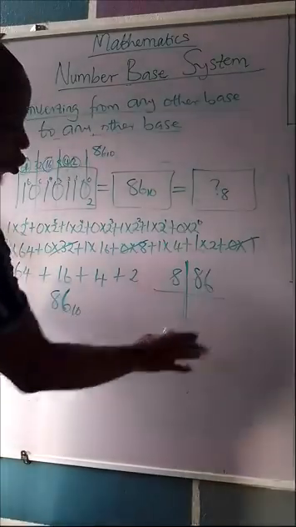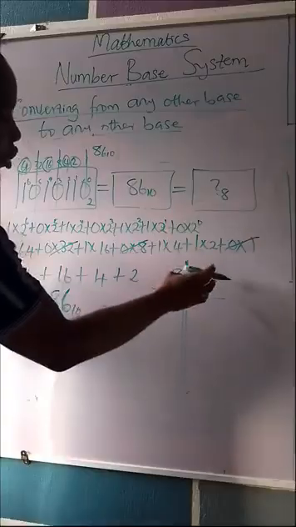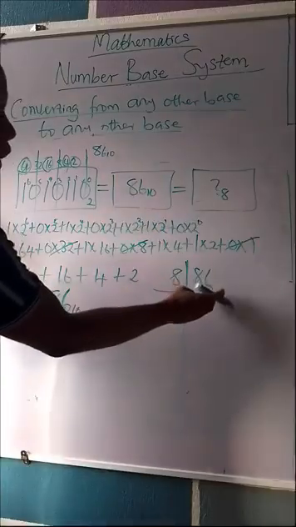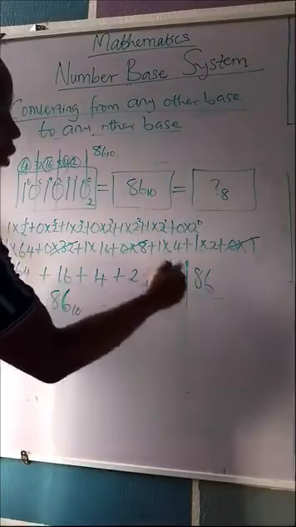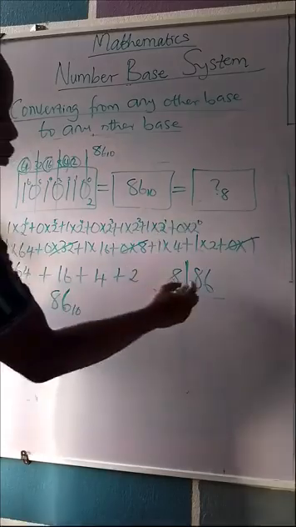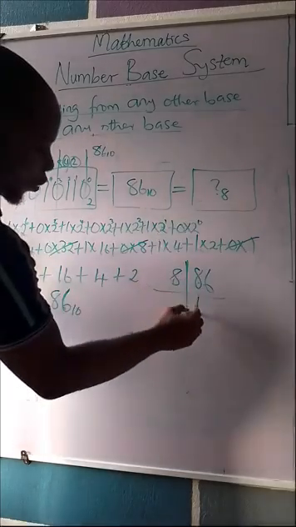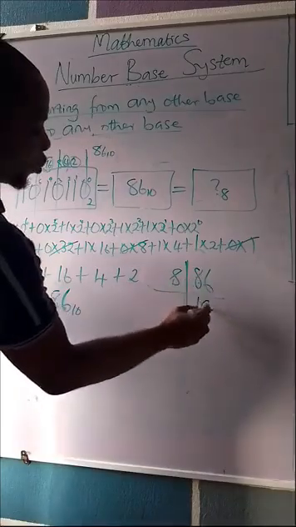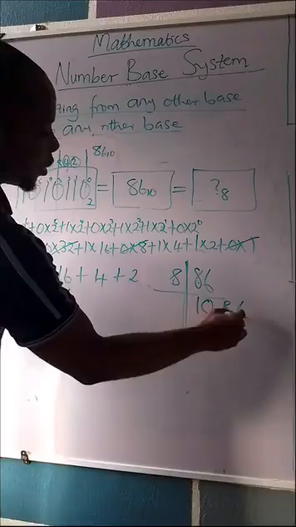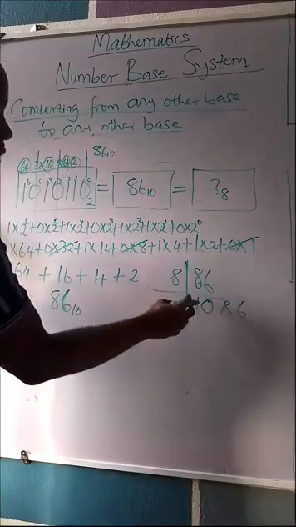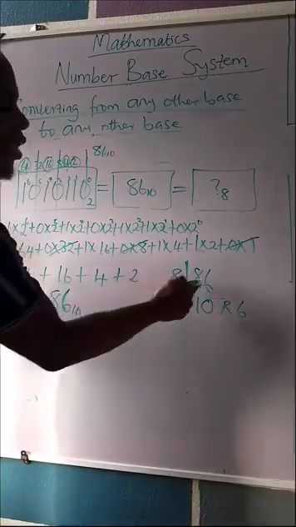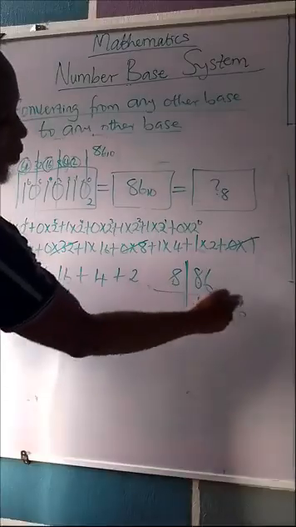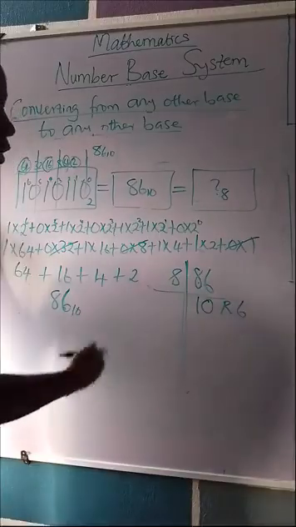Just tabulate it in 2 columns. The number you're converting goes in the column to the right, while the base goes in the column to the left. So 8 goes into 8 is what? 1. 8 goes into 6 cannot, right? So you put 0 here. That is remainder 6, because 8 times 10 is 80. 80 plus 6 gives you 86, right?